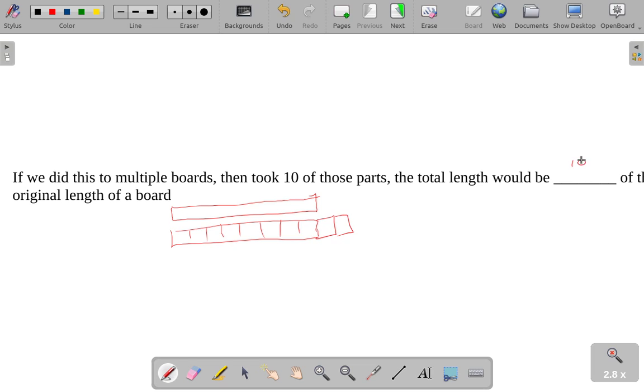So this is where the numerator comes into play. The total length of these portions would be 10/8 of the original length of the board. So you can see that the numerator is counting up the number of parts we have, and the denominator is referring to the length of each of those individual parts. Each of those individual parts is 1/8 of the original.